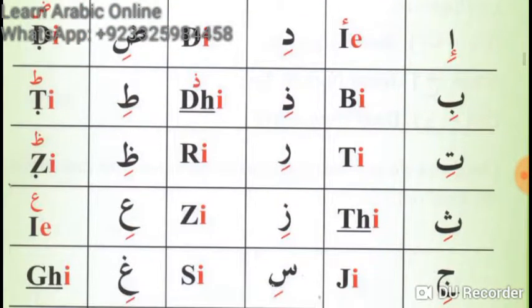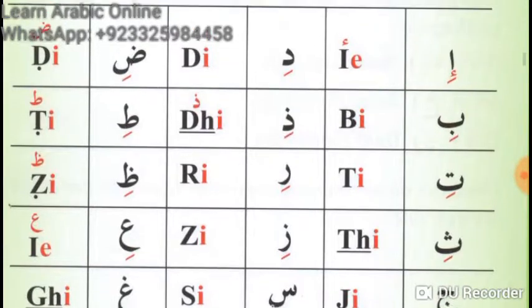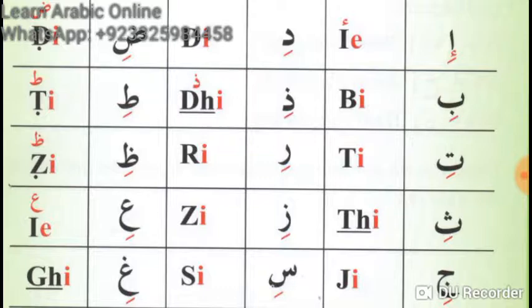Alif, hamza, kasra, E. Ba, kasra, Bi. Ta, kasra, Ti. Read like this. Alif, hamza, kasra, E. Ba, kasra, Bi. Ta, kasra, Ti.